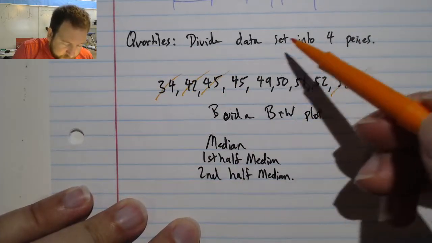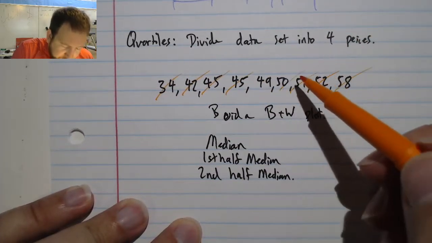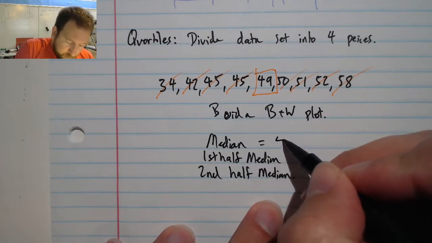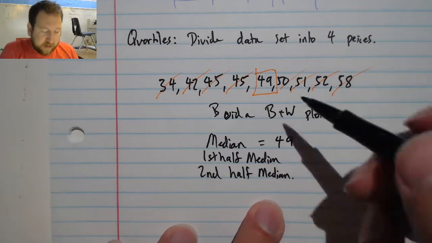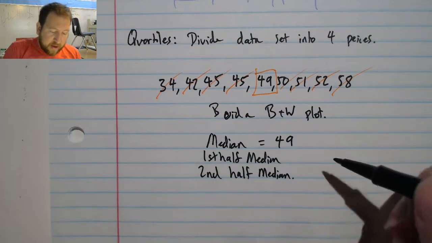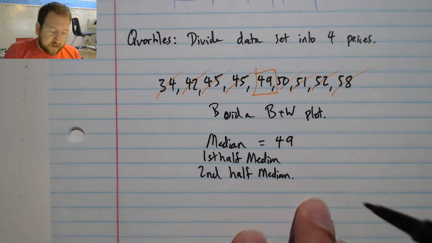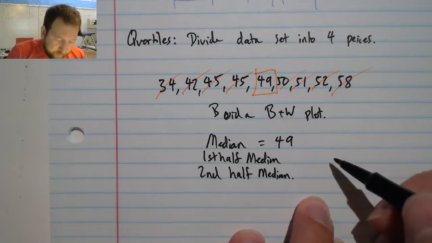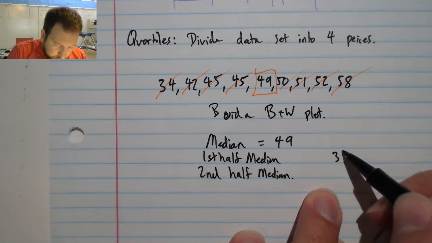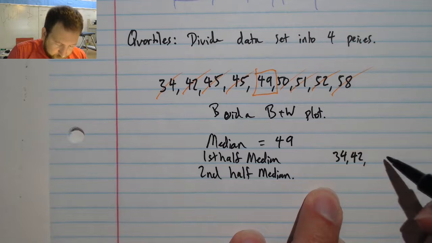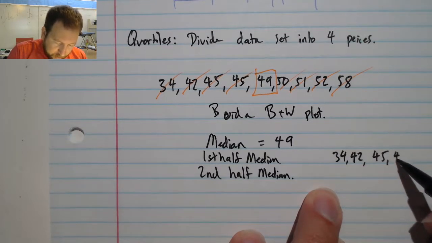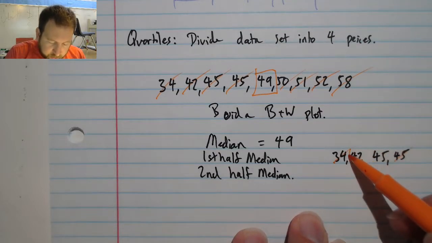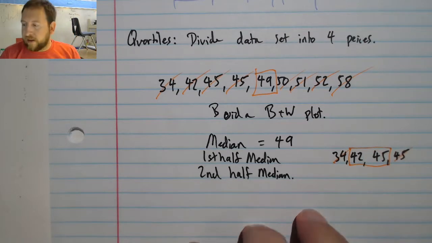Alright, so I'm going to go ahead and find the total median of my data set by crossing off numbers. I can do 2 at once because I have plenty. And I can see that here the median of my data set is 49. That's the center of where my data is. Now I want to find the first half of my data's median. So to do that, I'm going to rewrite my first half. So I have 34, 42, 45, and 45. Okay. I have 2 terms in the center. That means I'm going to find the average of them.